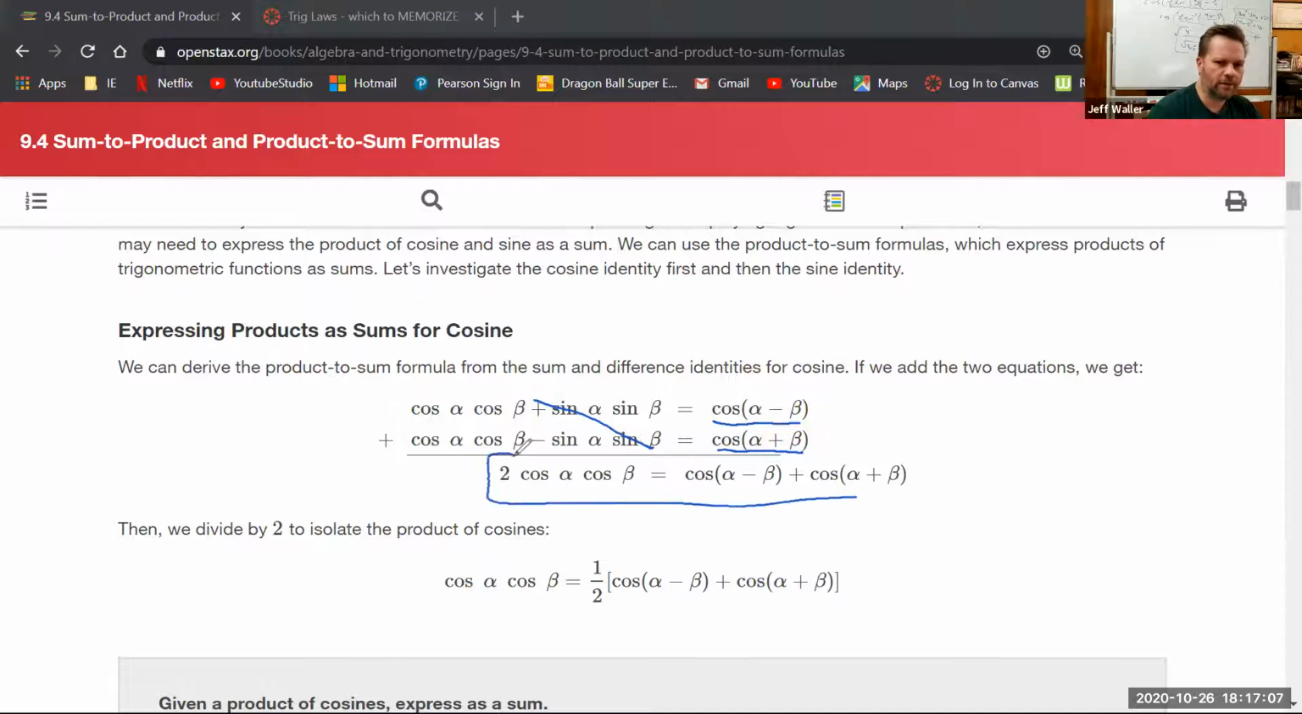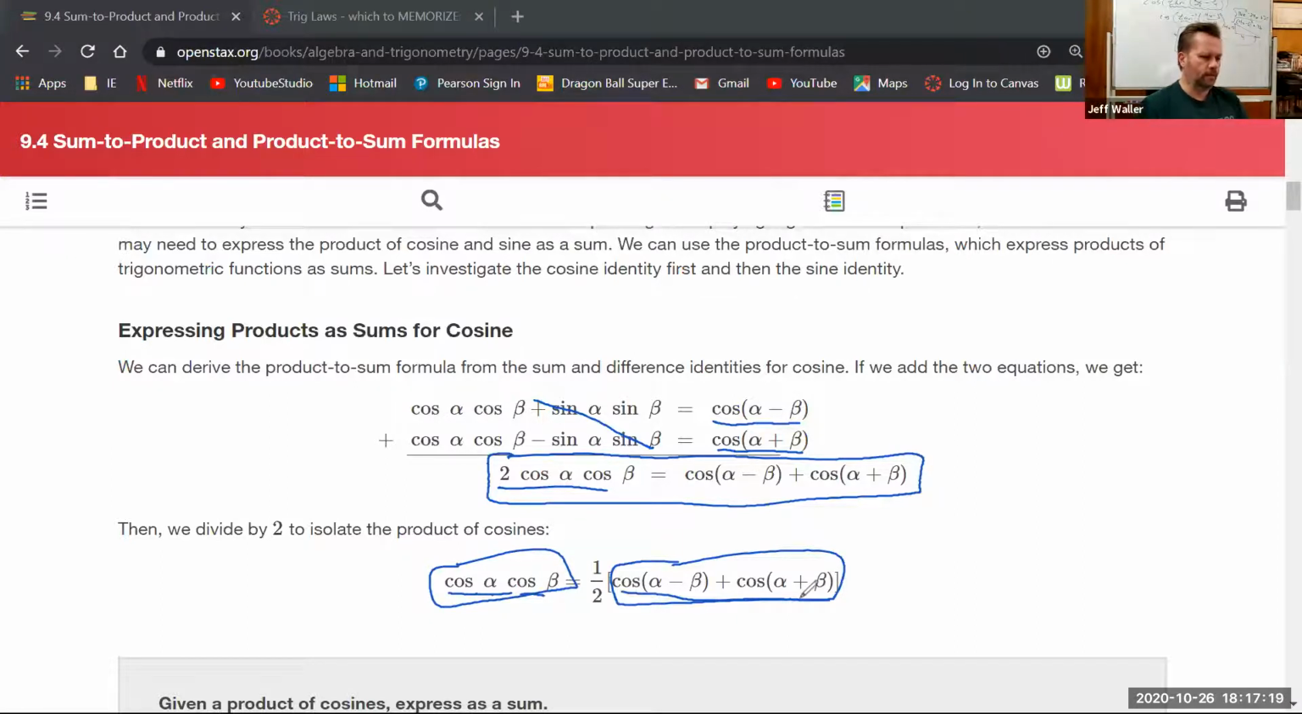So what that ends up with, if I divide by 2, I will get what they call a product to sum. So it's the product of 2 cosines, and they write it as a sum of 2 cosines. That is important, but it is nowhere near as important as the other ones. That's why I did not make it one that you had to memorize. Will you have to use it in this homework? Hell yeah. Can you go look at it? Hell yeah.